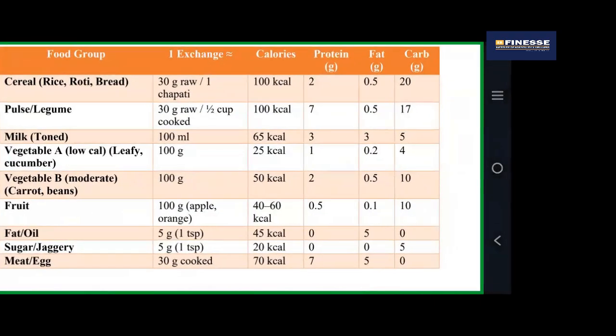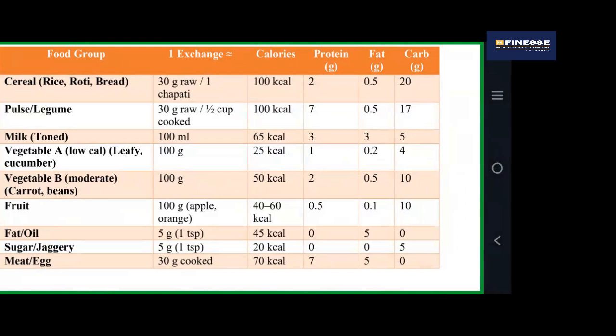Now next we have is vegetable A category. It means low calorie vegetables. Now in vegetables में calories कम होती हैं. So one exchange is of 100 grams. So 25 calories we will be getting from one portion. That is from 100 grams, we will be getting 25 kilocalories, 1 gram of protein, 0.2 gram of fat, and 4 grams of carbohydrates. Okay, and for vegetable B, that is a moderate calorie vegetable.